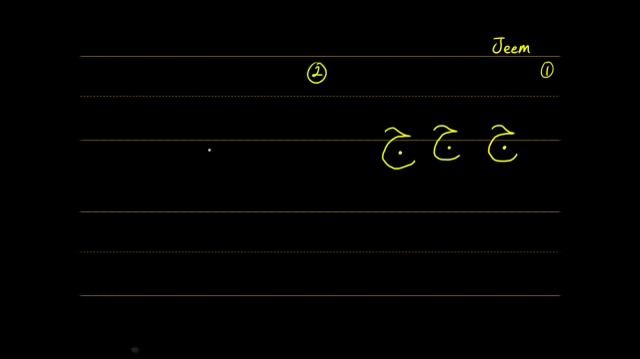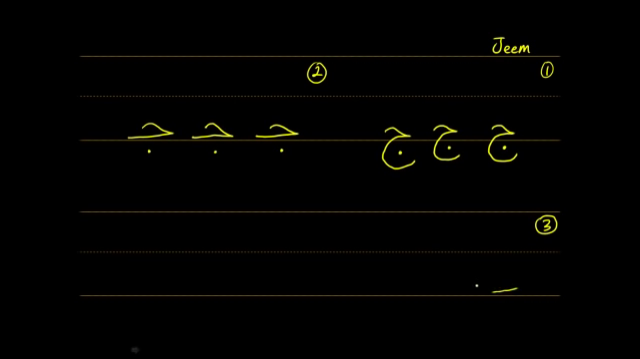Now, the Jeem in the initial position looks very similar, except it's not going to go below the line. So we have the Jeem here, and then it connects to a letter after it. Let's do it again. The Jeem connects. And do it one more time. The Jeem connects.